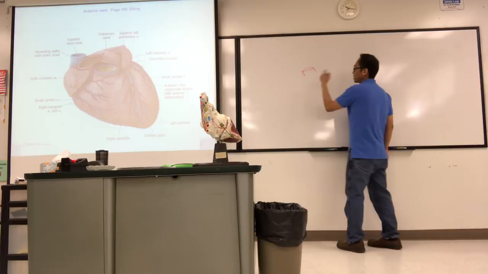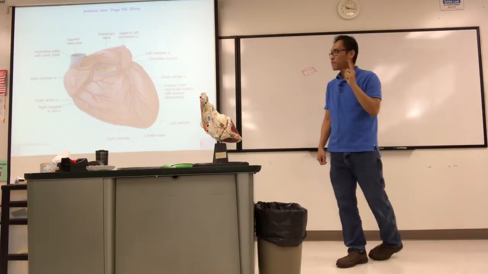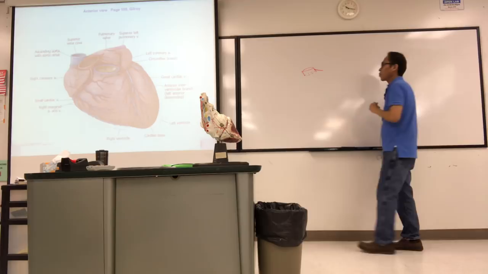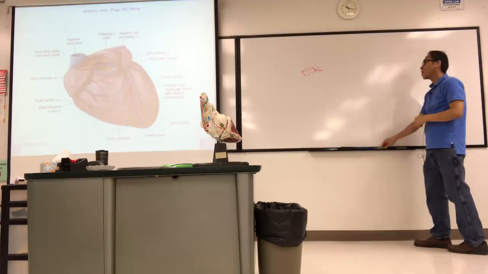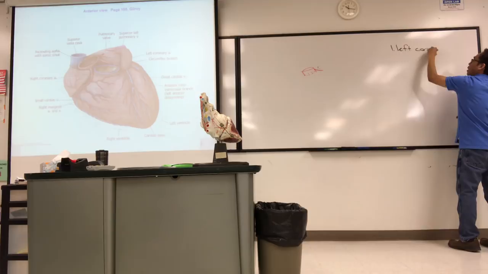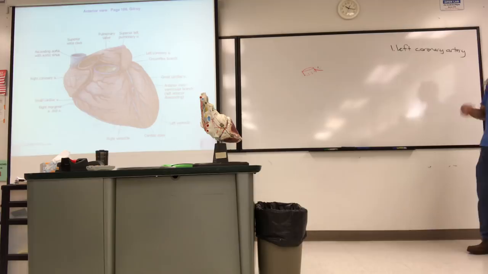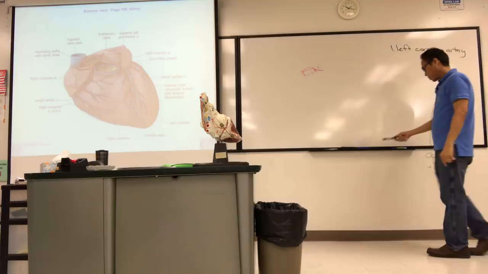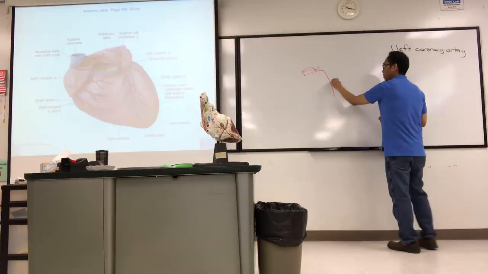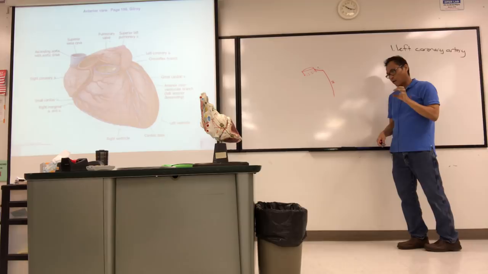You got the ascending aorta, right? And the first branches coming up are the right and the left coronary arteries. Now the left one coming up is very short. Let's call that number one. Because it immediately branches. And when it branches, the name changes. So it's a short artery that branches. One goes down the anterior interventricular septum. Call it number two. That is the anterior interventricular artery.